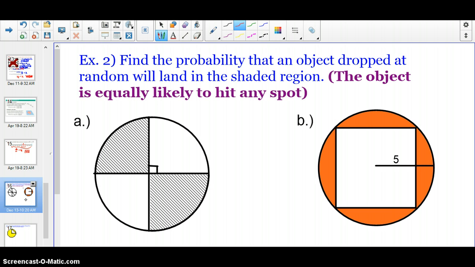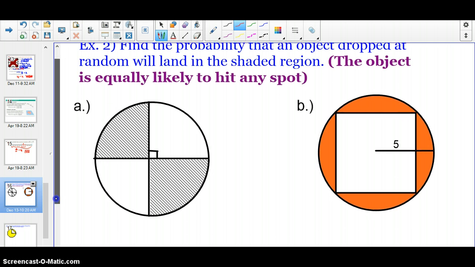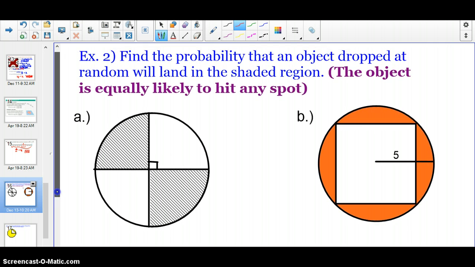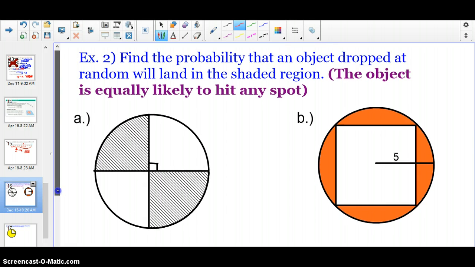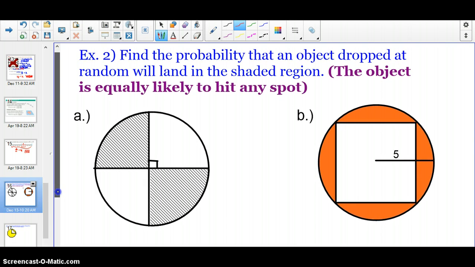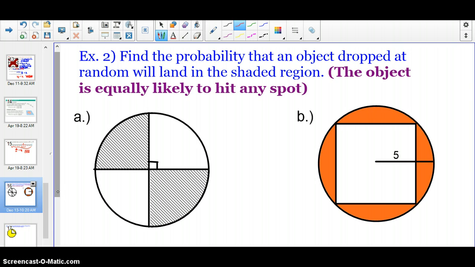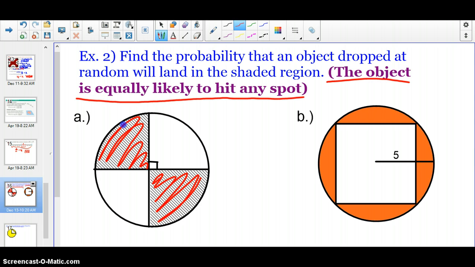All right, let's look at a couple of these. Now these are pretty typical geometric probability problems. So find the probability that an object dropped at random will land on the shaded region. So here's your shaded region for the first one. And then this little sentence is not included in your notes, but it is important what I'm underlining right now. So the object that's going to land or be dropped and hit these shapes is equally likely to hit anywhere on the shape. So that's important.